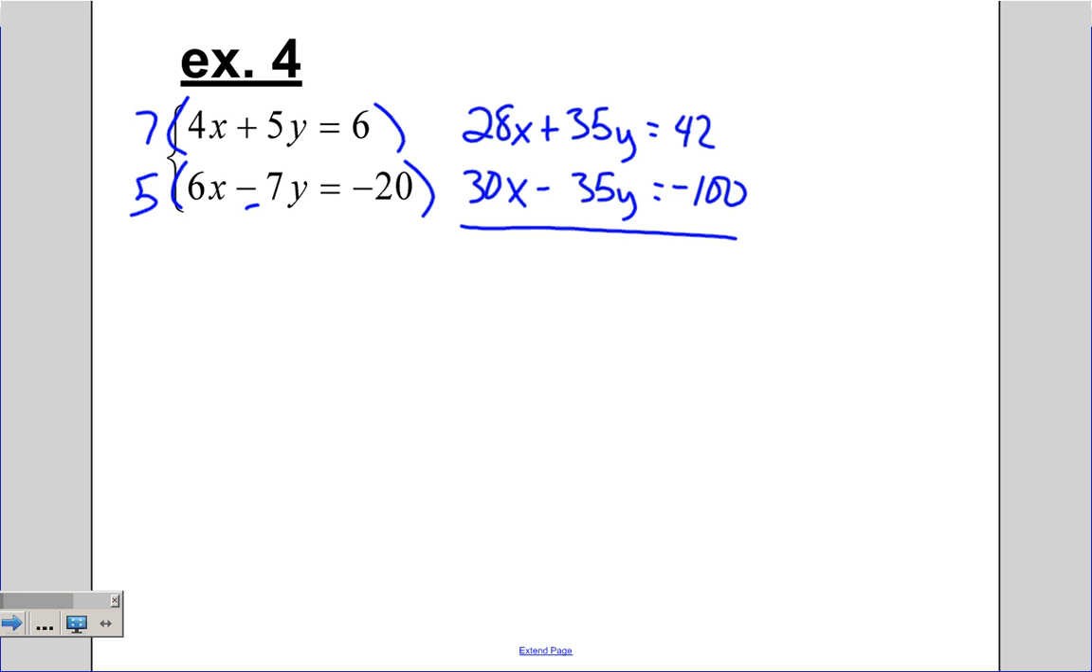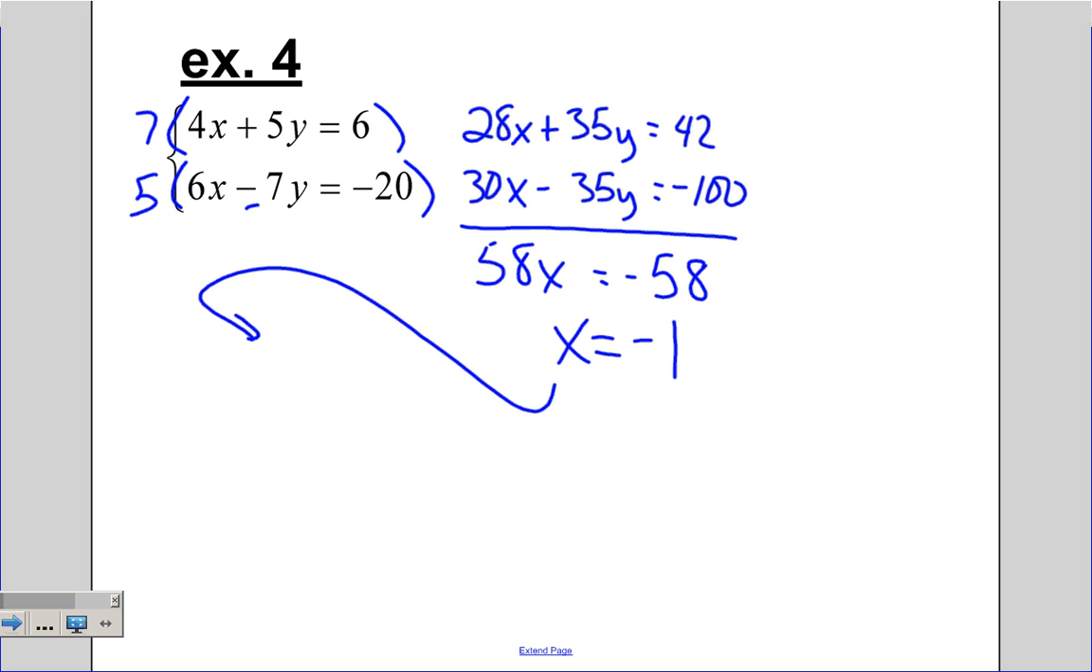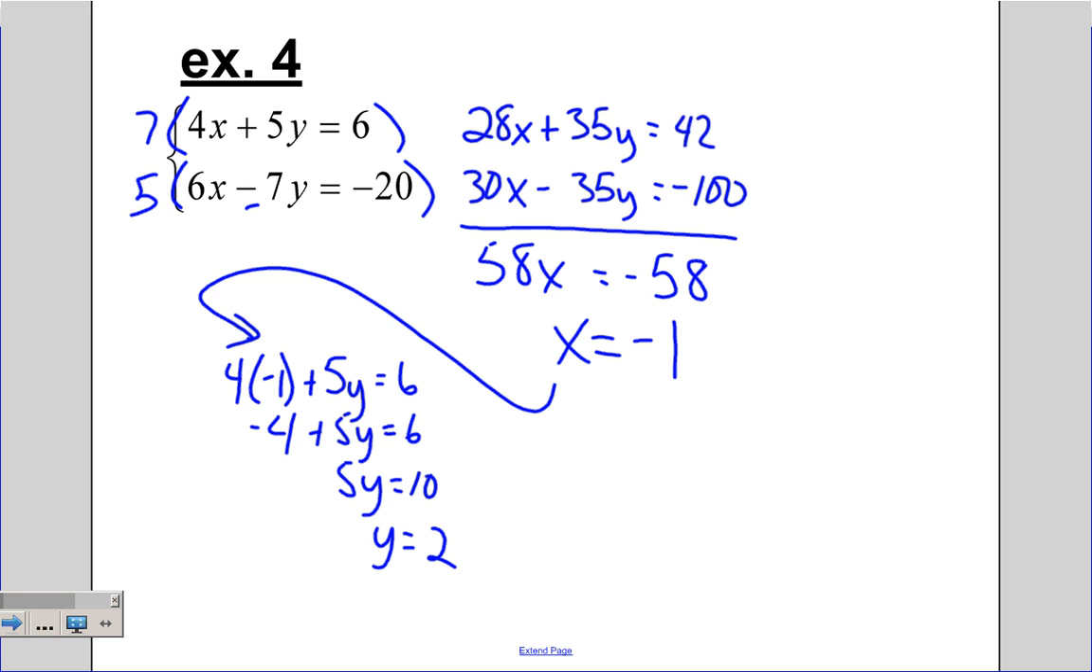Now I solve, my y's are going to cancel each other. That gives me 58x equals negative 58. Lo and behold, that's easy. That's x equals negative 1. Bring it back over here and plug it back in. X is negative 1. I'm going to plug it into the top and go 4 times negative 1 plus 5y equals 6. So that's negative 4 plus 5y equals 6. Take the negative 4 over and it becomes 5y equals 10 and y equals 2. And I have a solution of negative 1, 2.